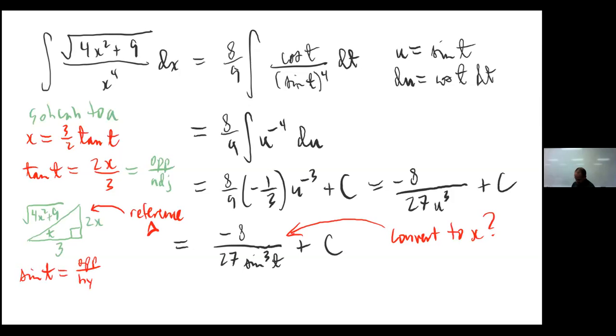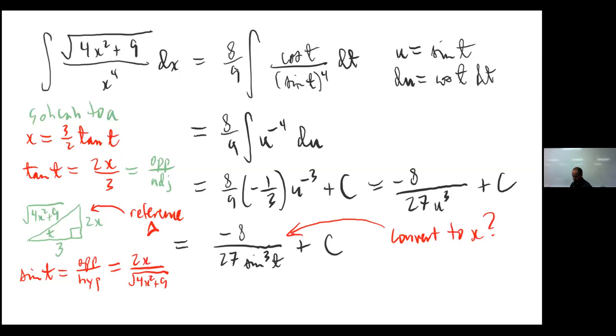Right, so that's opposite over hypotenuse, is it not? Because SOHCAHTOA. So sine of t, using this little reference triangle, is opposite over hypotenuse. So it's going to be 2x over the square root of 4x squared plus 9. Okay? So we were able to sort out what sine t was from that little reference triangle.